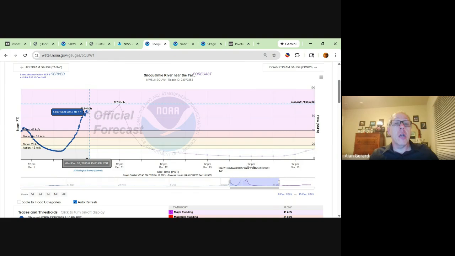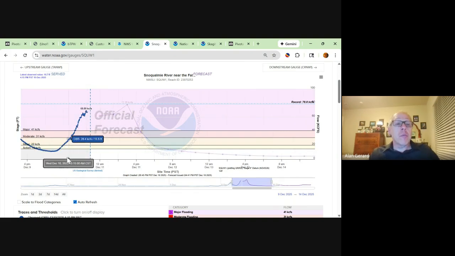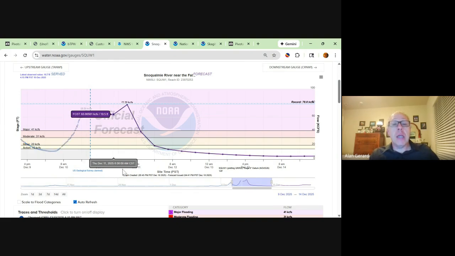that the river has been rising significantly in the last 12 to 18 hours from below action stage all the way up. Now here we had a peak a couple hours ago of 68,000 cubic feet per second. And the forecast has it falling a little bit this evening and into the early morning hours, but then a second peak coming in the flow tomorrow with a crest very close to the all-time record at Snoqualmie Falls.